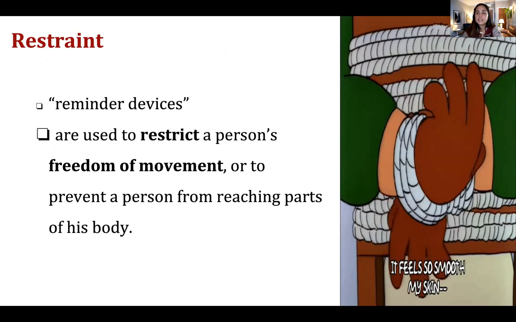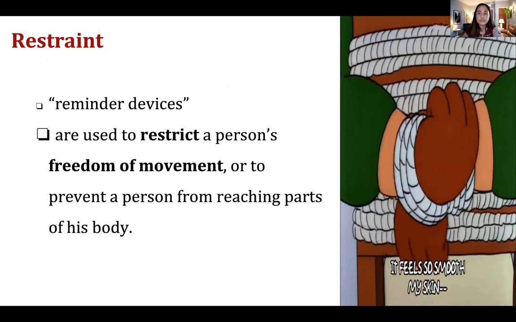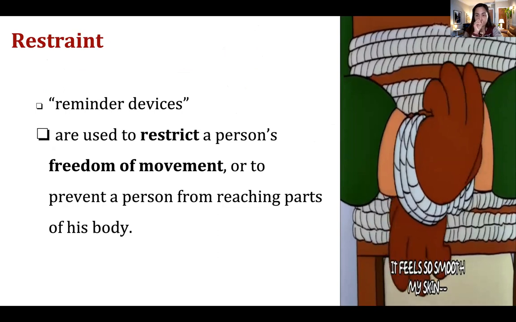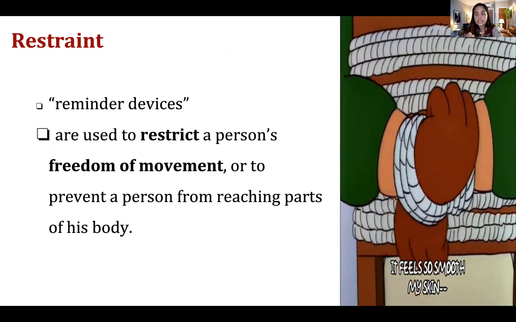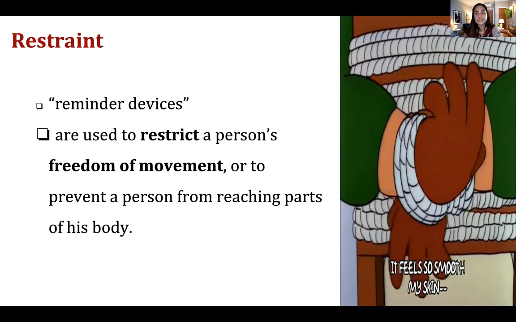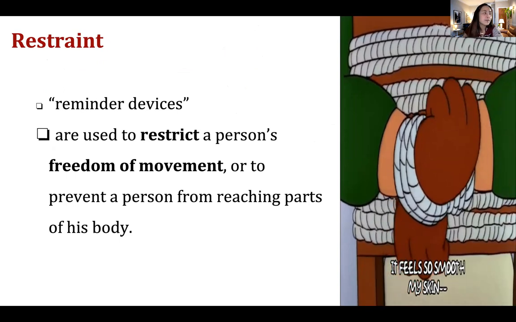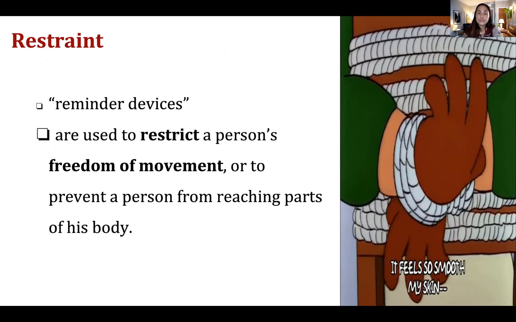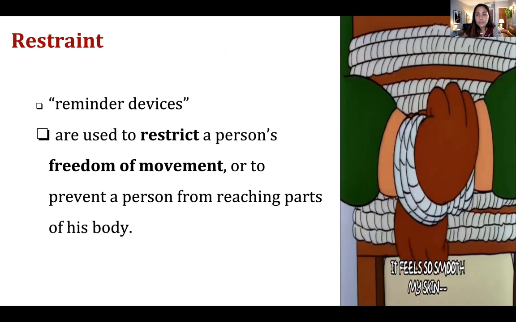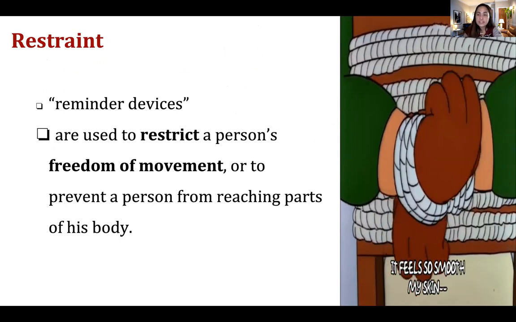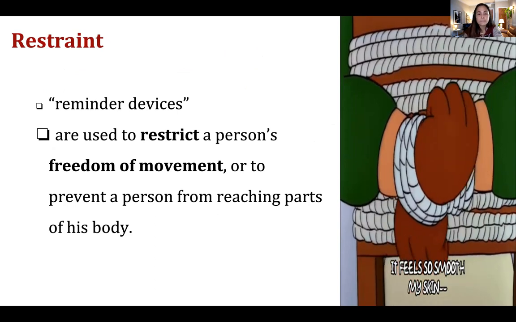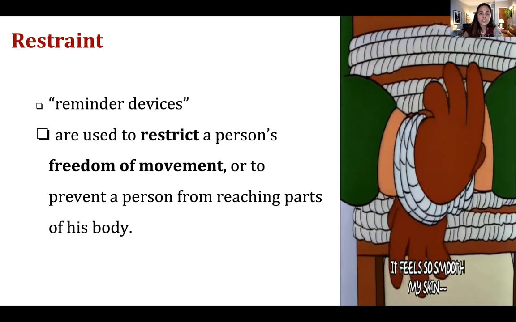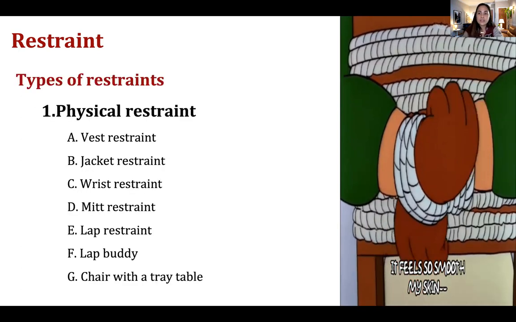Next topic is restraint. If you are working in the hospital, it's unavoidable that you will see patients who are tied, who are restrained, because some patients are confused and agitated, so they need to be restrained. A restraint is a device used to restrict the person's freedom of movement or to prevent a person from reaching parts of his body.